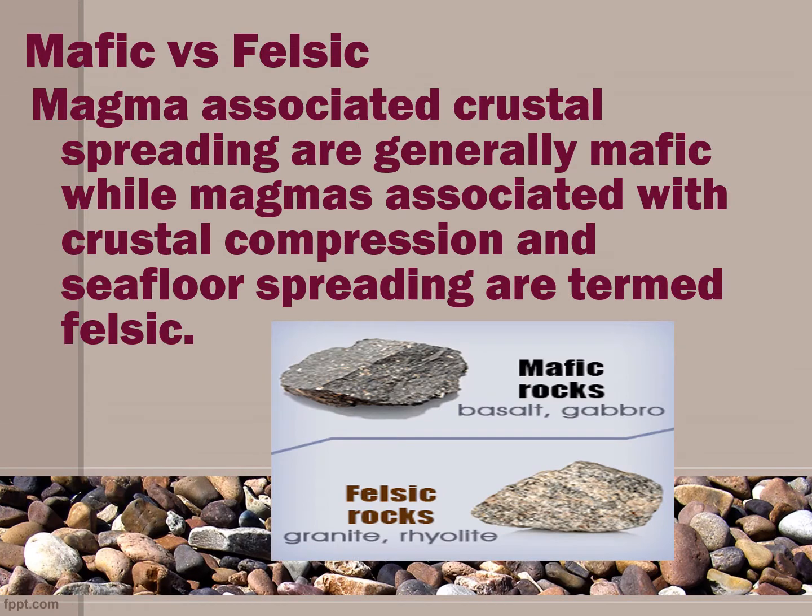So now let's talk about the mafic and felsic magma, or the molten state. Magmas associated with crustal spreading are generally mafic, while magmas associated with crustal compression and seafloor spreading are termed felsic. So when we have crustal spreading, it's usually your mafic. Pero kapag crustal compression and seafloor spreading, we coin this one as felsic.